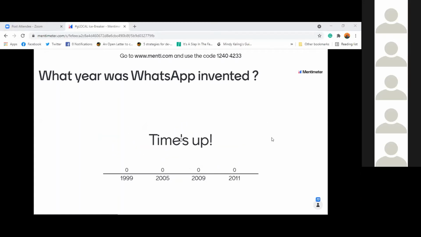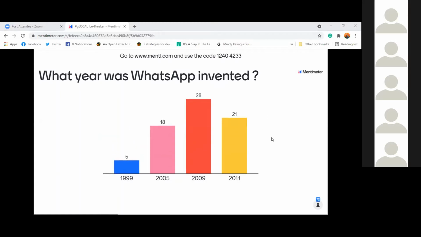And time's up. So many answers, and the correct answer, of course, is 2009. WhatsApp was invented in 2009. And how many of us got that wrong? I see we had 99, we had 2005, and we had 2011. Correct answer is 2009.